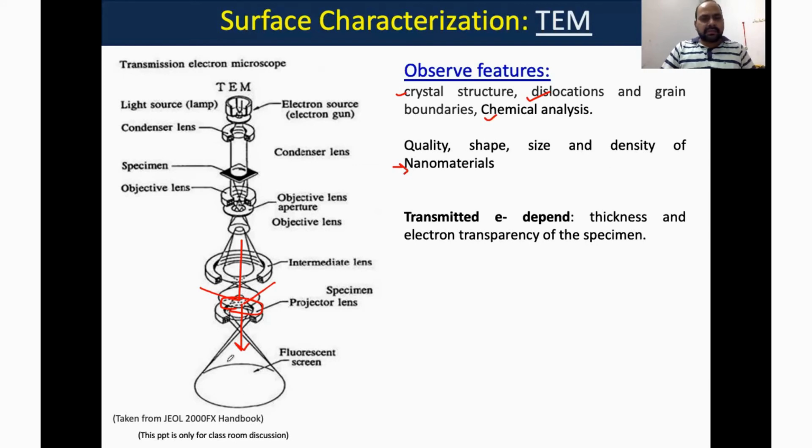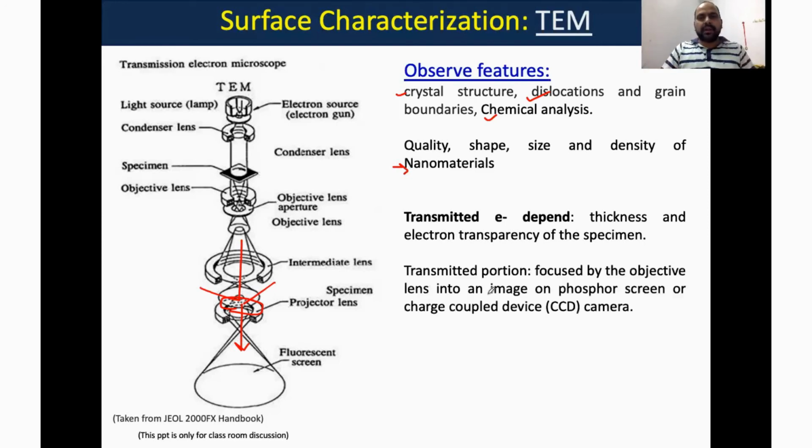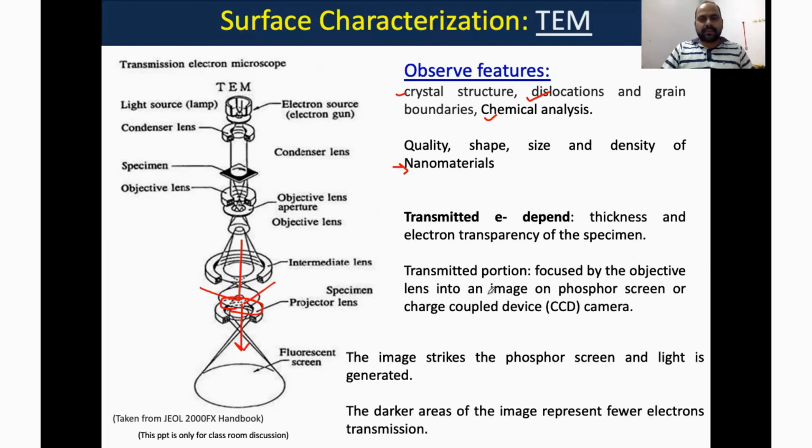Basically this transmitted electron will depend upon the thickness of the sample and the electron transparency of the specimen, like how the electrons are interacting with the sample and what is the thickness of the sample. Both things are going to control the number of transmitted electrons. The transmitted portion is focused by the objective lens onto a phosphor screen, or maybe a charge coupled device, CCD camera, and then we can generate an image in the computer.